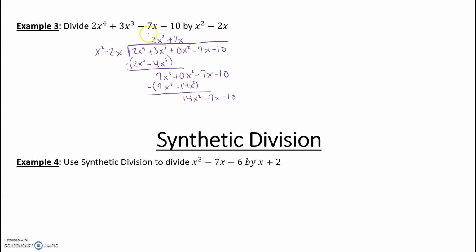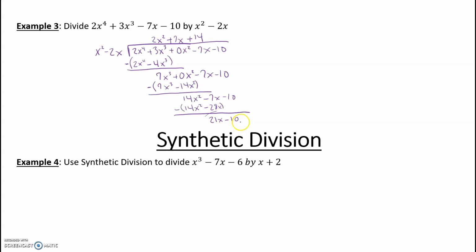And repeat. X squared times what gets me 14x squared? So that's a positive 14. Distribute 14 times x squared, 14x squared. 14 times negative 2x is negative 28x. And we're going to subtract that whole row. So again, minus negative becomes plus. So we've got negative 7 plus 28 gets me 21x. Drop it down, minus 10. X squared times what gets me 21x, and that's where we know we're at a stopping point.